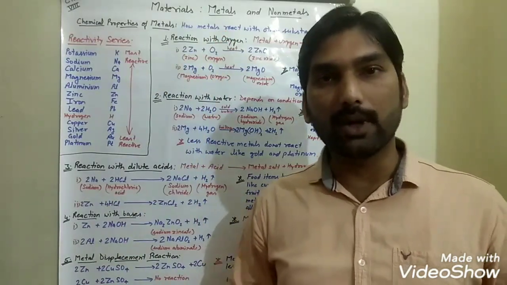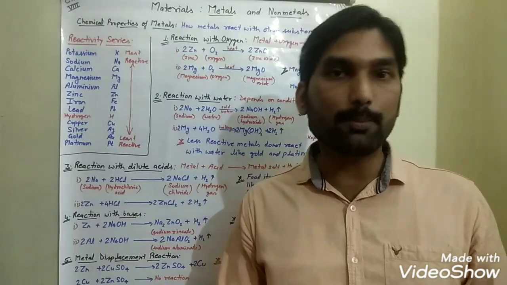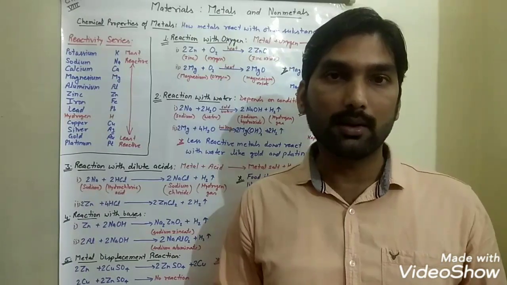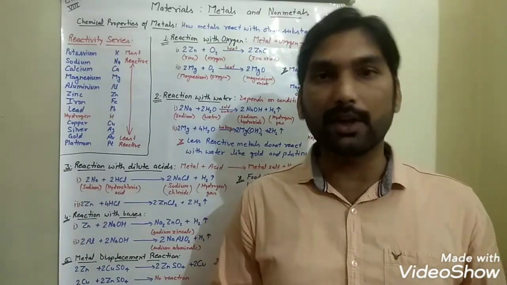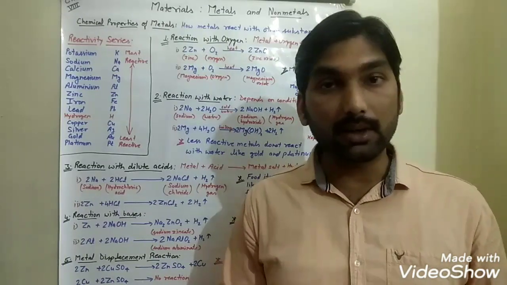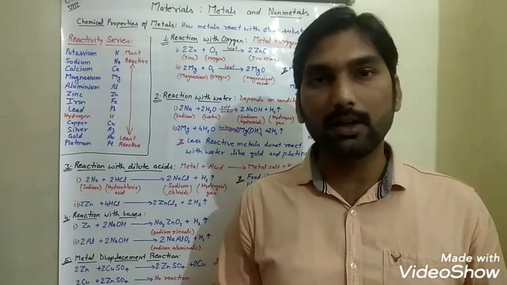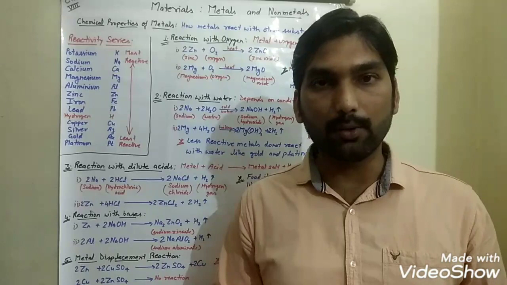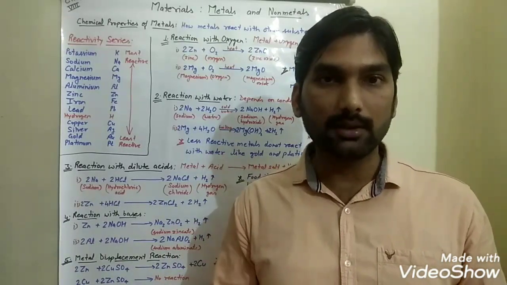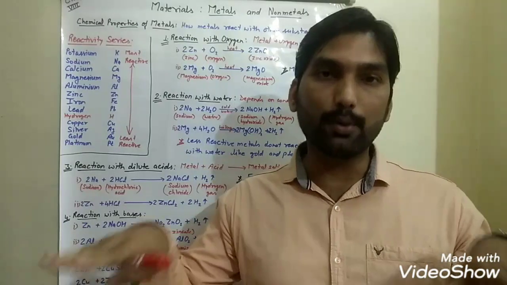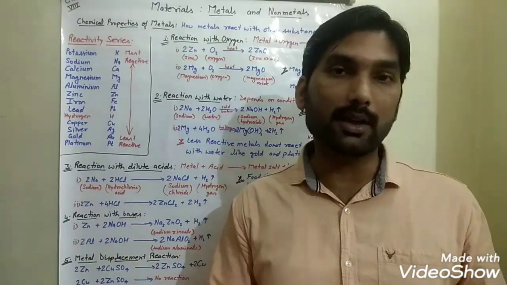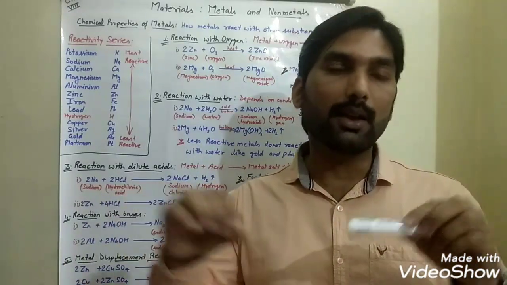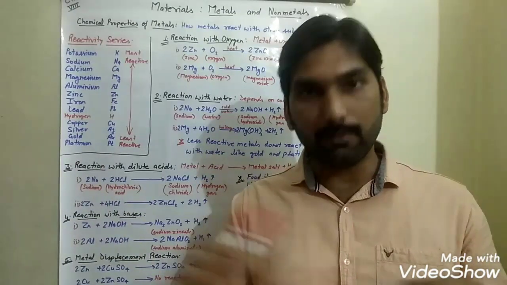In my previous video we completed the physical properties of metals, in which we saw that metals have a specific shine known as metallic luster, and metals are good conductors of heat and electricity. Metals are malleable, meaning if we hammer them, they convert into flat sheets. And metals are ductile, meaning if we stretch them, they convert into thin wire.